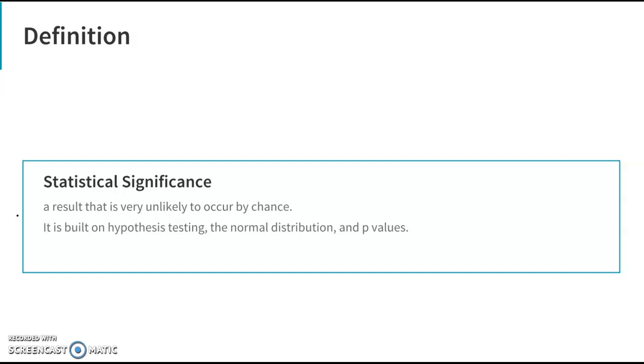Okay, statistical significance: a result that is very unlikely to occur by chance. It is built on hypothesis testing, the normal distribution, and p-values. That's going to be way later in chapters 6, 8, and 9.